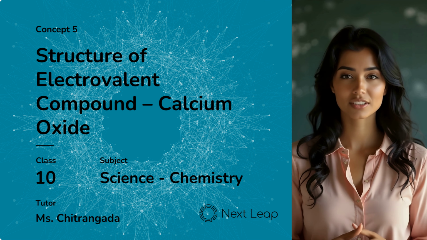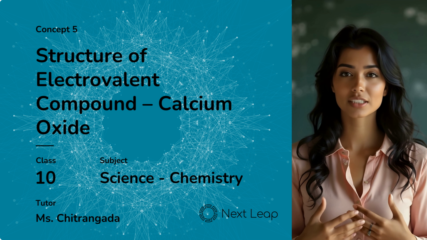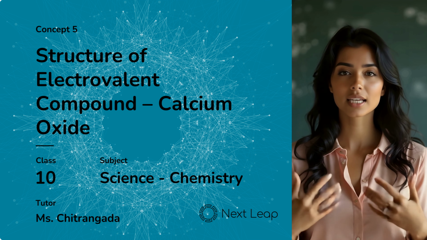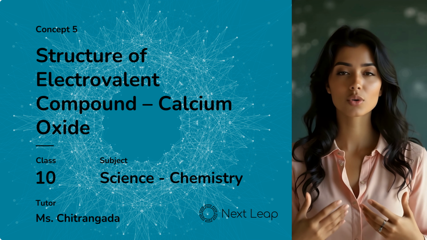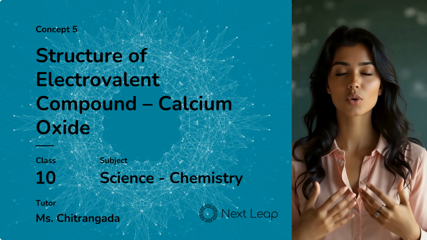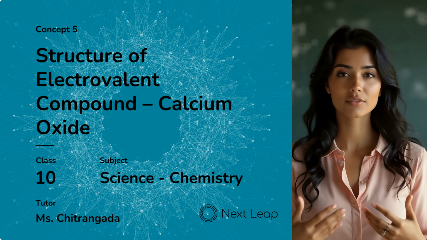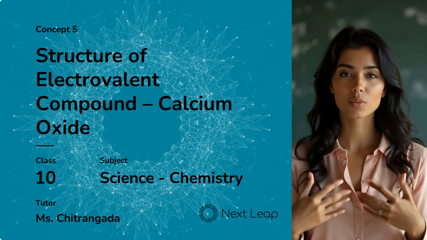Have you ever noticed the white powdery substance used in cement and in soil treatment? That's calcium oxide, also called quicklime. But how is it formed? Let's explore the atomic level process that makes this useful compound.